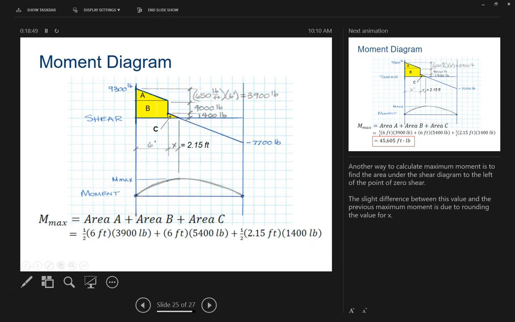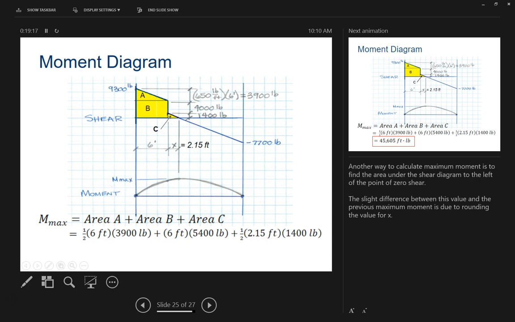1/2 of 6 feet times 3,900 pounds. So remember that this direction, the vertical direction, is the number of pounds, and in the horizontal direction is the number of feet. So if we take 6 times 39, that would be this entire square, but to find the area of a triangle, you divide that by half.